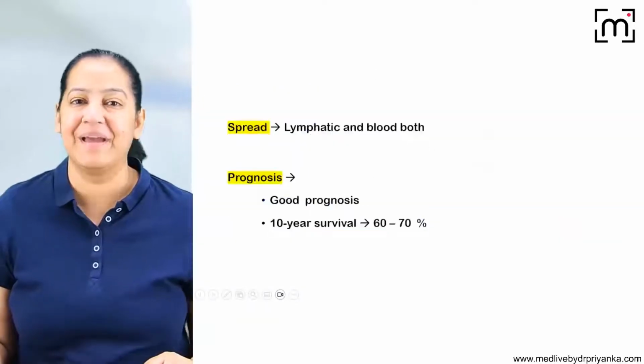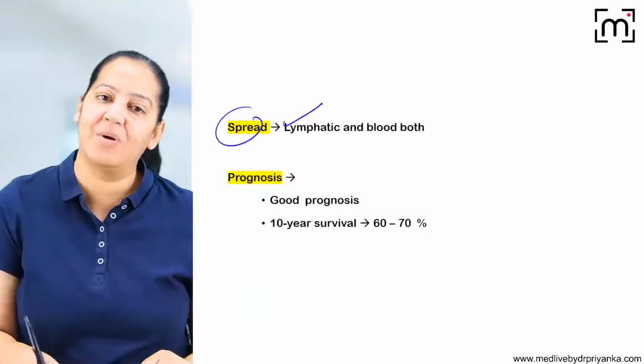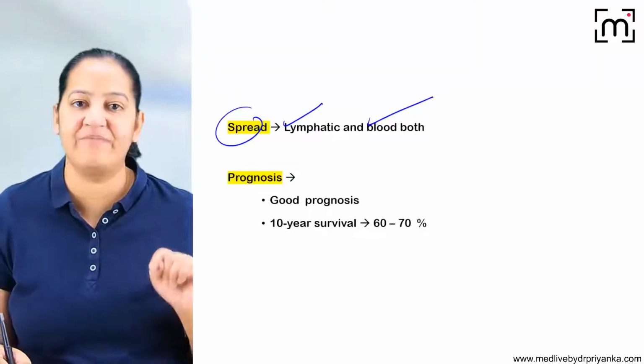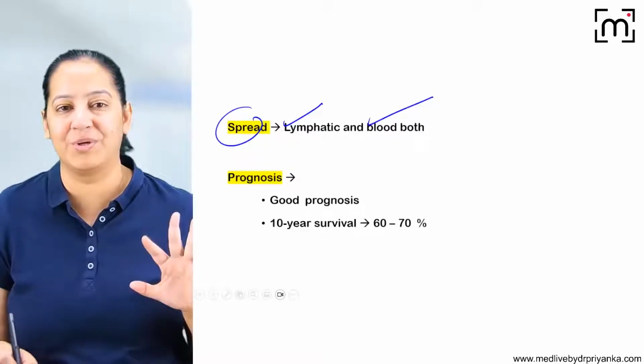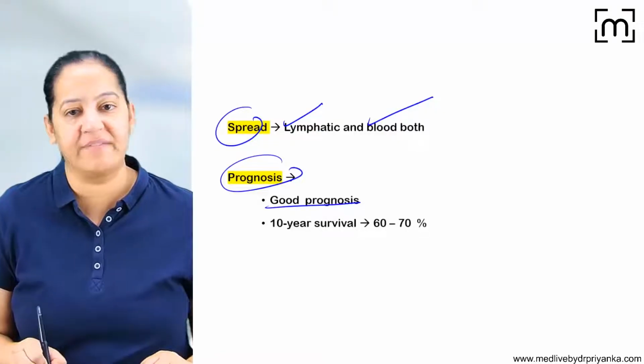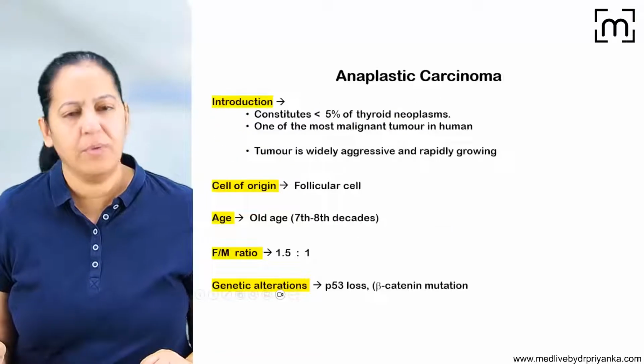That is the microscopy. Now the spread here is lymphatic also, blood also. In papillary, mostly lymphatic. In follicular, mostly blood. Here it is both. Prognosis is good. The 10-year survival is 60 to 70%. So it is relatively good.